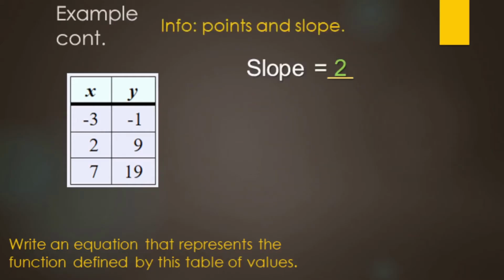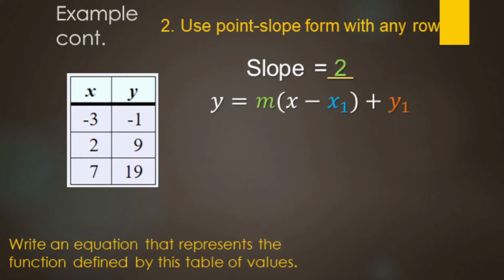Now that we found the slope, look at the information. We have 3 ordered pairs here: (-3, 1), (2, 9), and (7, 19). And we have the slope. So we're going to use point slope form. If we knew the y-intercept, we would use slope-intercept form, but we don't. So here we go. So point slope form, we're just replacing the m, the x1, and the y1 with values. So the m, we already know that. That's going to be a 2.